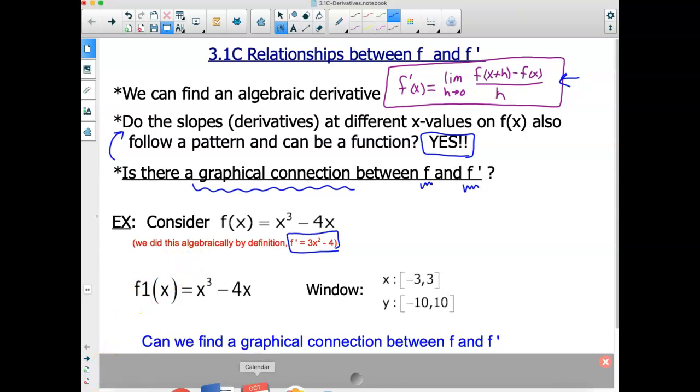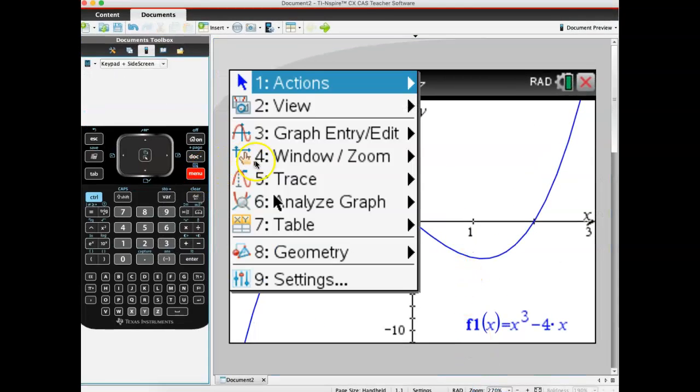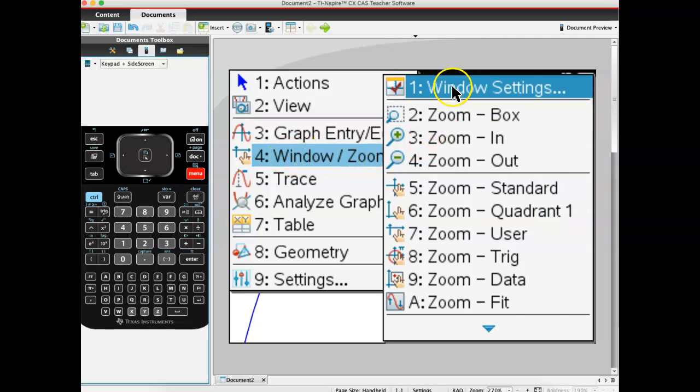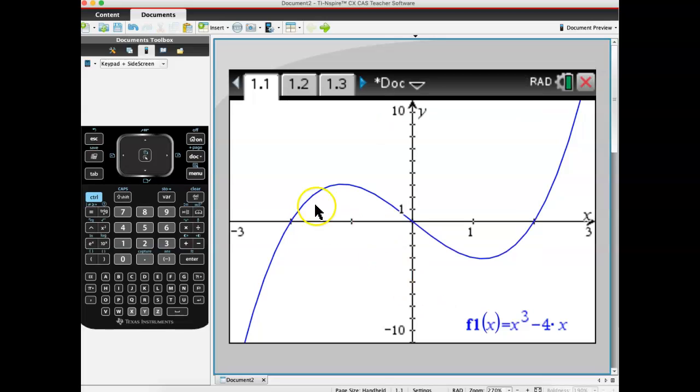Hopefully you have your calculator, and I'm just going to pop mine up here quick for you and remind you to change your windows. You just go Menu, Window Zoom, Window Settings, which is the easiest way. -3 to 3, I like to make my x scale in this case at 1, and my y went from -10 to 10, and again that scale is at 1, and you hit OK and you get this pretty little graph that we're looking at here.